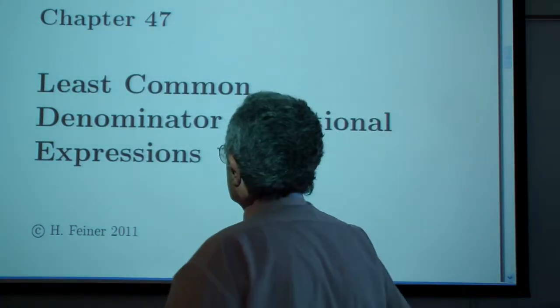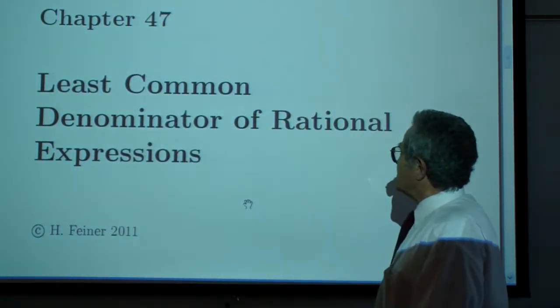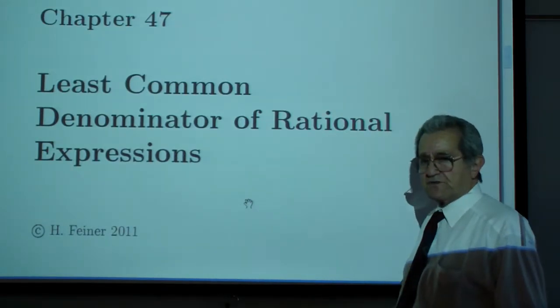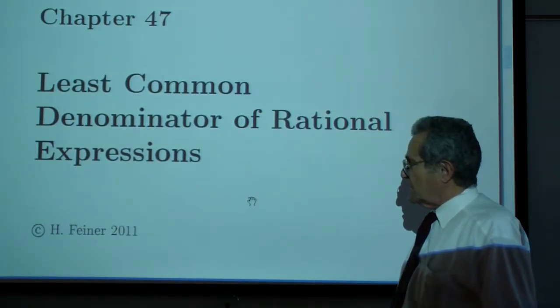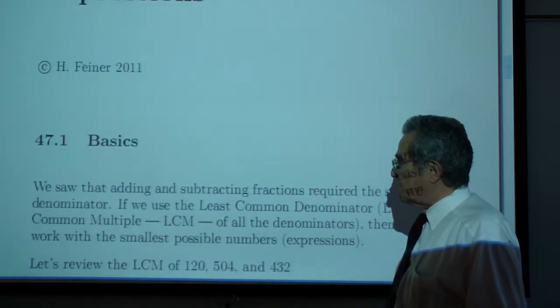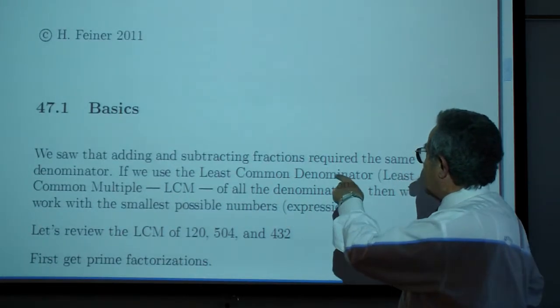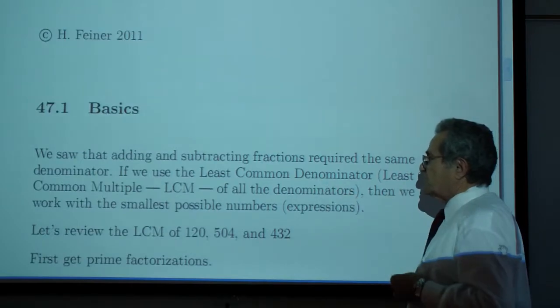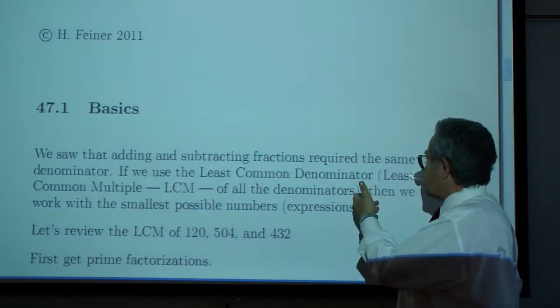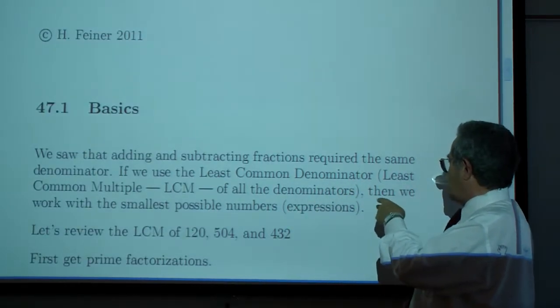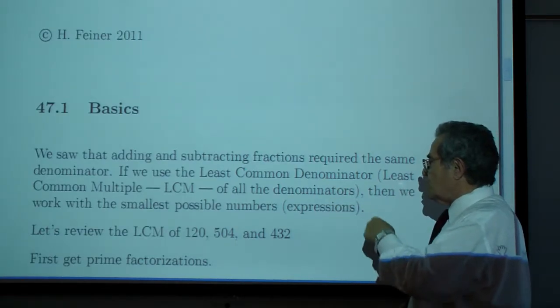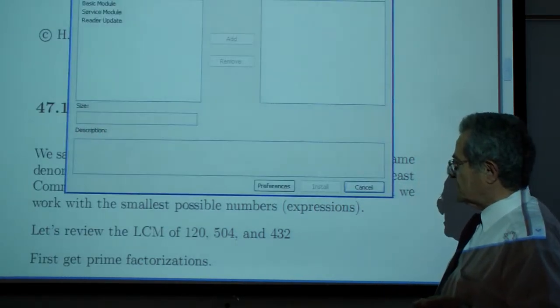Chapter 47, least common denominator of rational expressions, means factoring. Make sure you know factoring. We saw that adding and subtracting fractions required the same denominator. We use a least common denominator, LCM of all the denominators. Then we work with the smallest possible numbers.